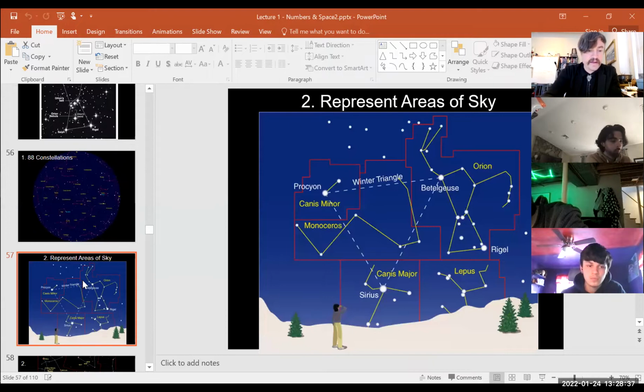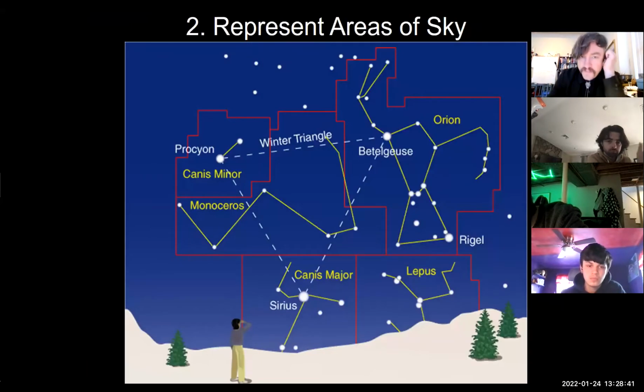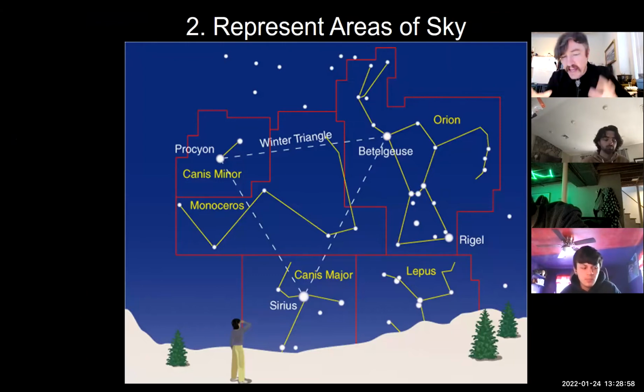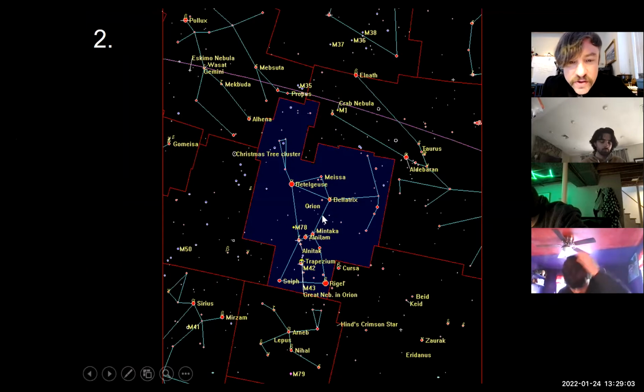And this slide here, slide 57, demonstrates that. Orion is a famous constellation that you can identify by the red star Betelgeuse, and he's got shoulders and 3 stars in the belt. But what astronomers have done is they've marked off all of the celestial sphere into one of 88 constellations that are recognized by the International Astronomical Union.